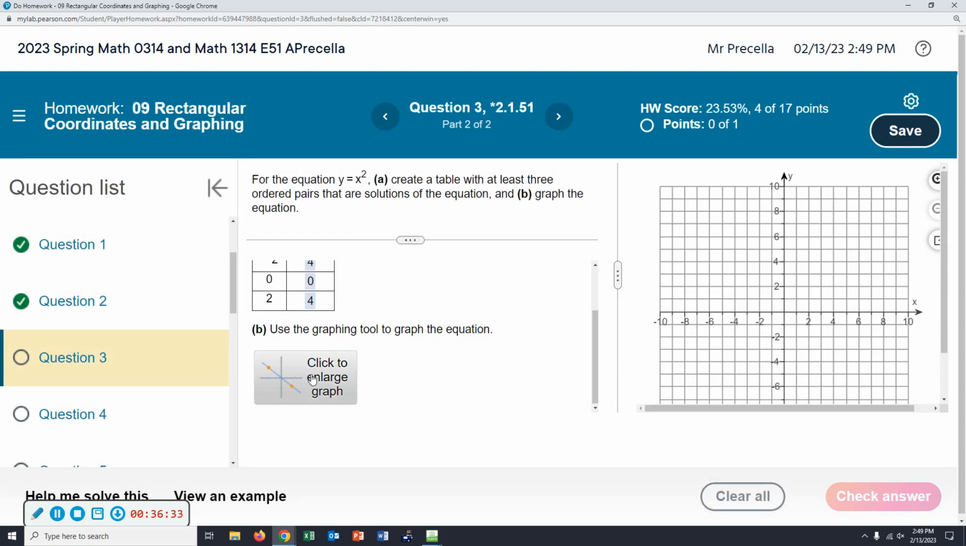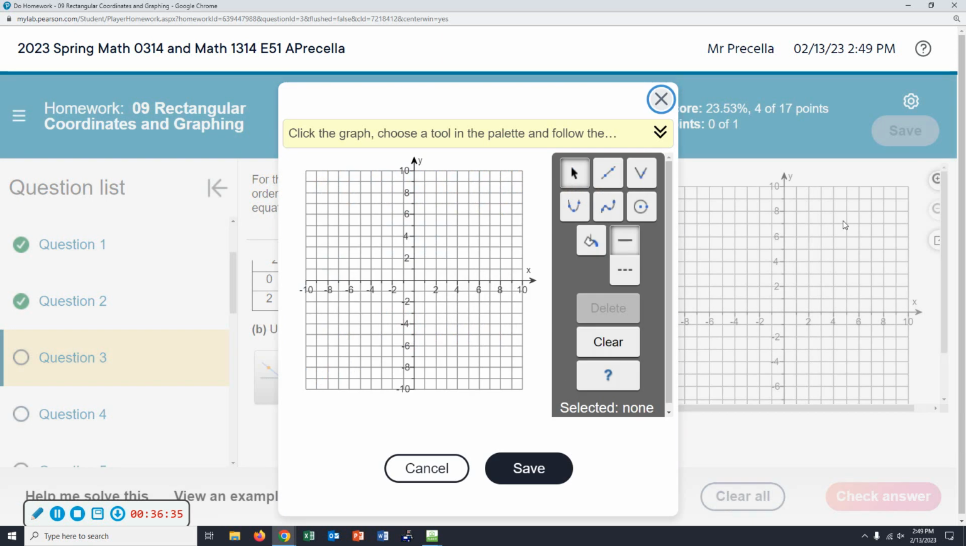I'll click to enlarge, which doesn't really enlarge it, but it shows all of this area over here. And now we've got to choose the tool to use. We will not use the line tool. With lines, there should be no exponents. The tool right beside it, it looks like a V. If you hover the mouse there, it says absolute value tool.